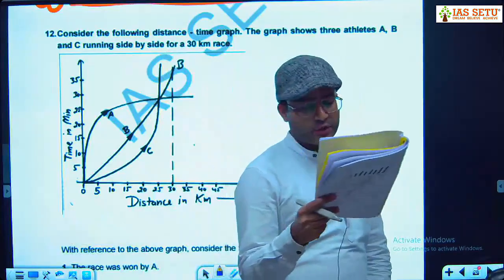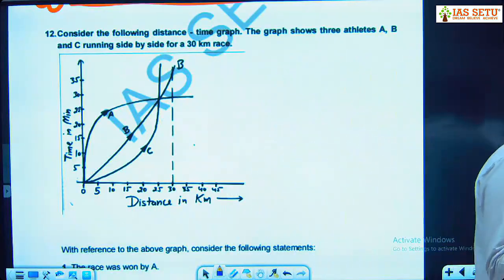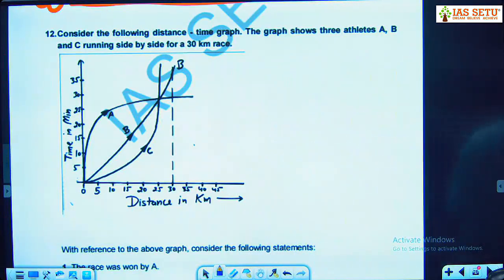With reference to the above graph, consider the following statements. The race was won by A. A won the race. What is the next statement saying? B was ahead of A up to 25 kilometer mark. C ran very slowly from the beginning. Which of the statements given above is/are correct? 1 only, 1 and 2 only, 2 and 3 only, 1, 2, 3. 2 minute time.